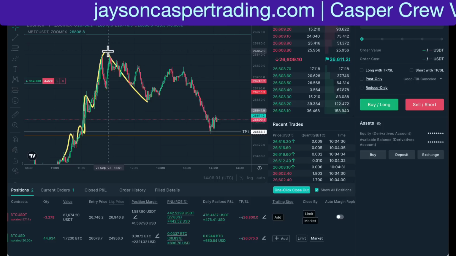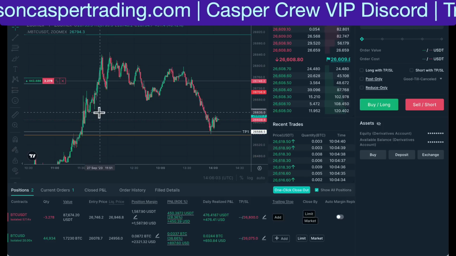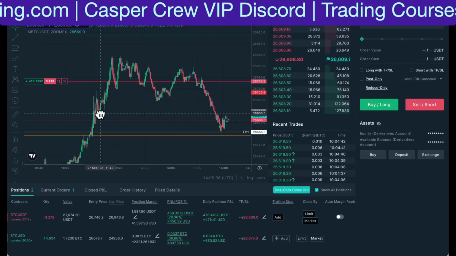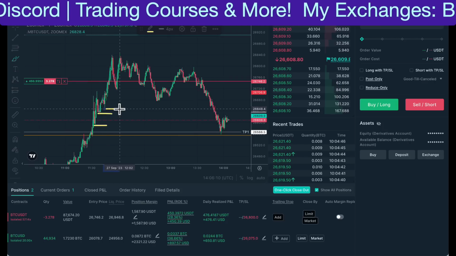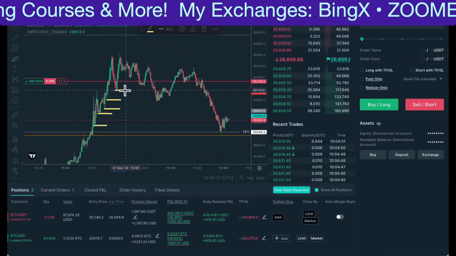Okay, so what you always want to do in a big move to the upside is mark out those lows, right? Mark out the low that we put in right over here. Mark out the low we put in right over here. Mark out the low we put in here. Mark out the low we put in right here.